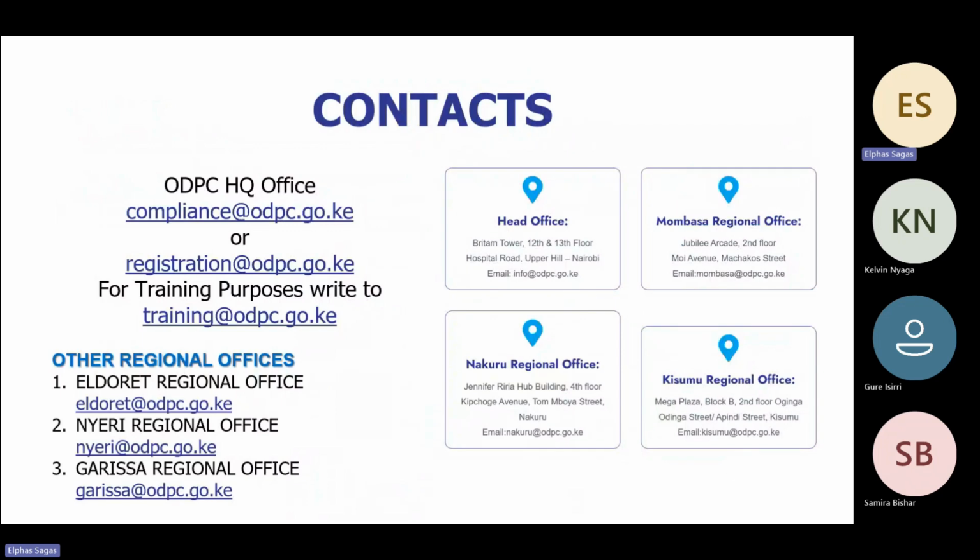Feel free to contact our office. We have our HQ office at Britam Tower, Nairobi. We have branches in Mombasa, Nakuru, Kisumu, Nyeri, Garissa, Eldoret. And those are the emails. You can always contact us at compliance@odpc.go.ke. For registration purposes, send it to registrations@odpc.go.ke. For training inquiries, send it to training@odpc.go.ke. But if you are within the locations where these offices are, you can always walk into our offices.